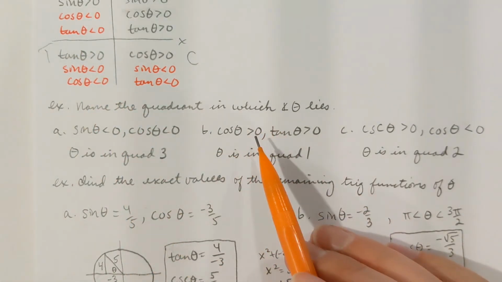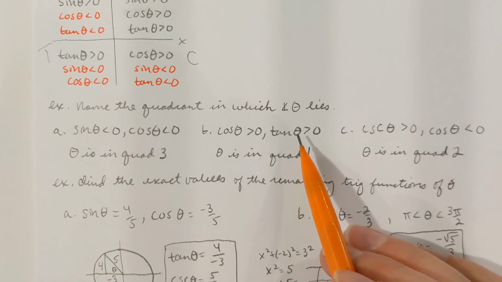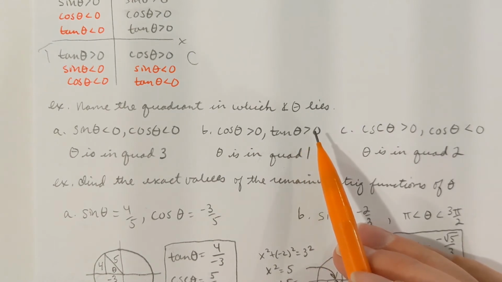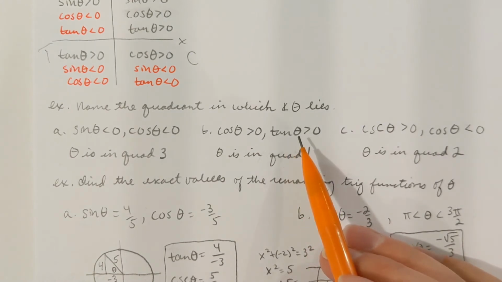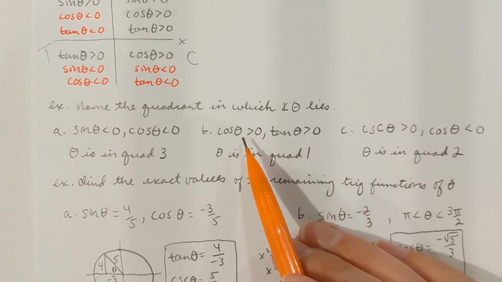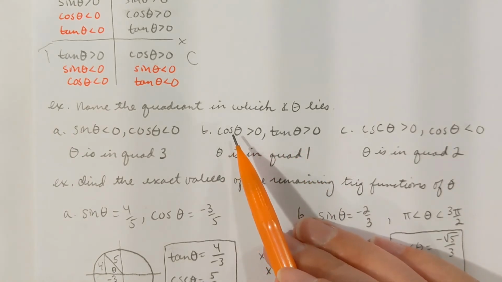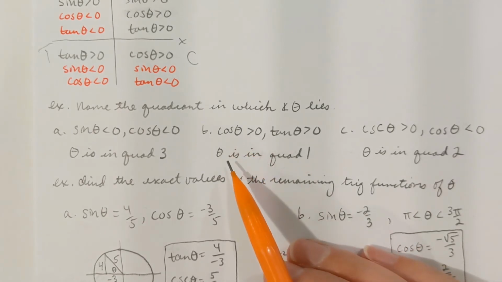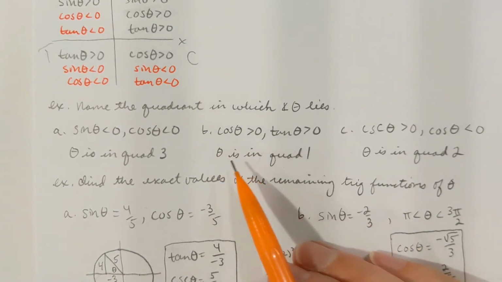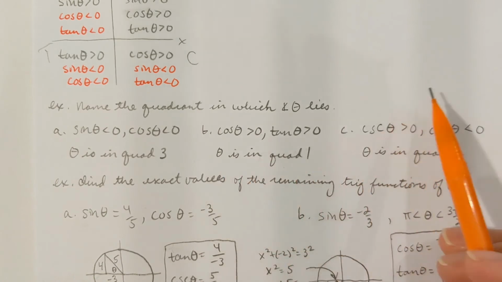If cosine theta is positive and tangent theta is positive, well, tan theta is opposite over adjacent. That's going to be positive, and cosine theta is also positive, so the adjacent side is positive, right? Looks like everything's positive here. Theta would be in quadrant 1.